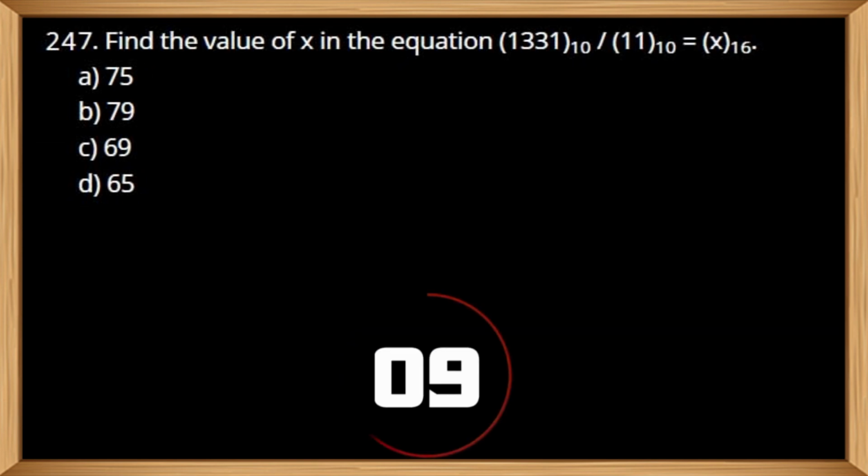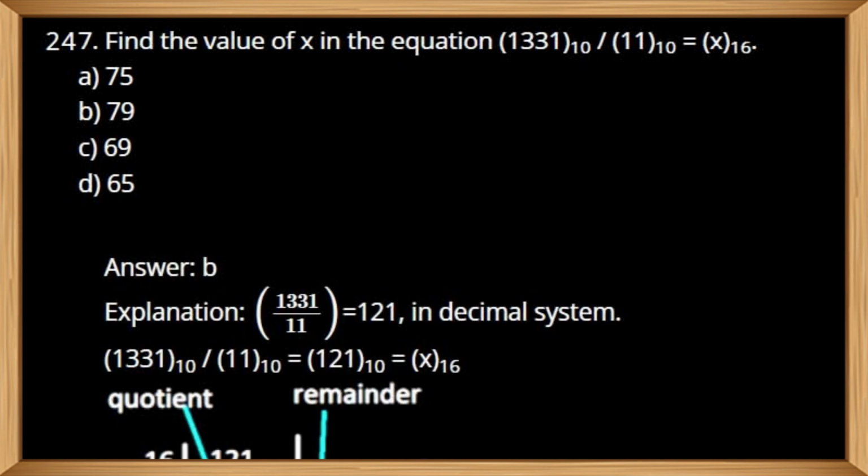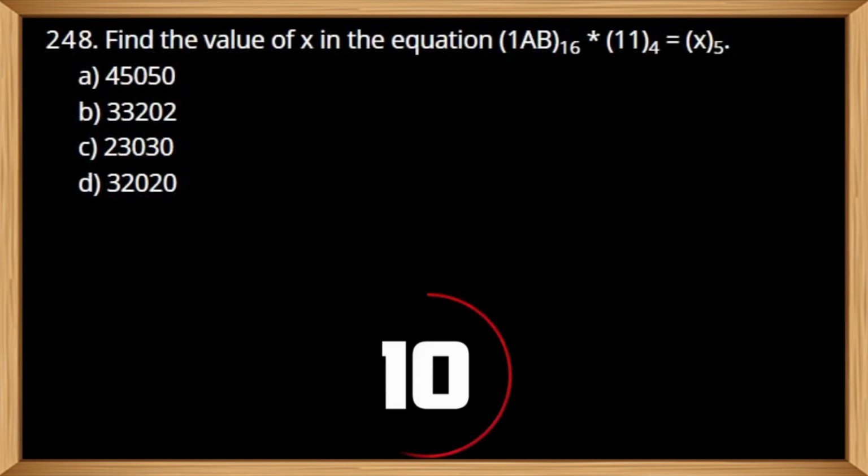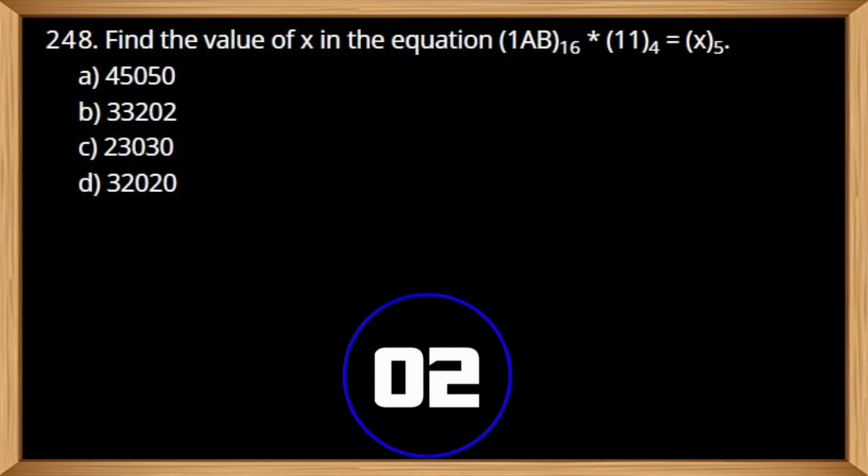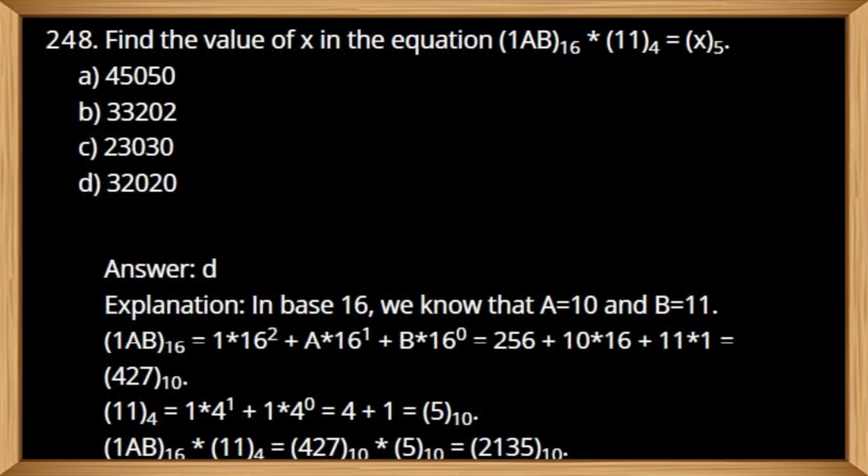Find the value of x in the equation 1331 base 10 divided by 11 base 10 is equal to x base 16. Option B, 79. Find the value of x in the equation 1ab base 16 times 11 base 4 is equal to x base 5.